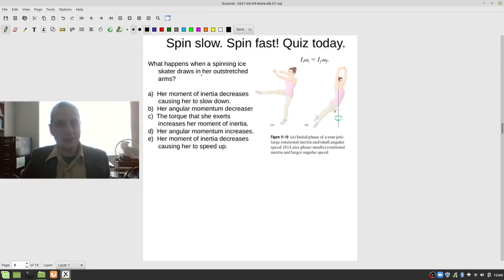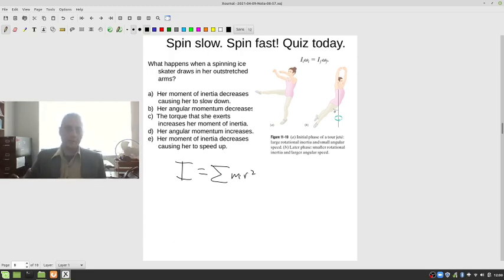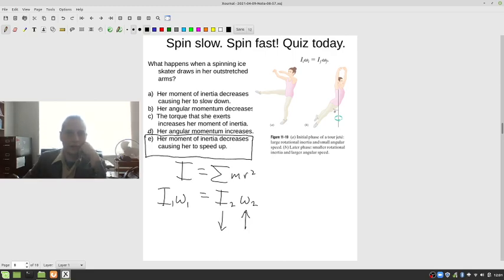And it says, what happens when a spinning ice skater draws in her outstretched arms? Well, your moment of inertia is the sum of all your masses times the distance to the axis of rotation squared for those masses. So what happens essentially is she pulls in her arms. The mass of her arms are now closer to her axis of rotation. So the I omega at the beginning is the same as the I omega at the end, but the moment of inertia has gone down, so omega has to go up for the product of the two to stay the same. So her moment of inertia decreases, causing her to speed up.